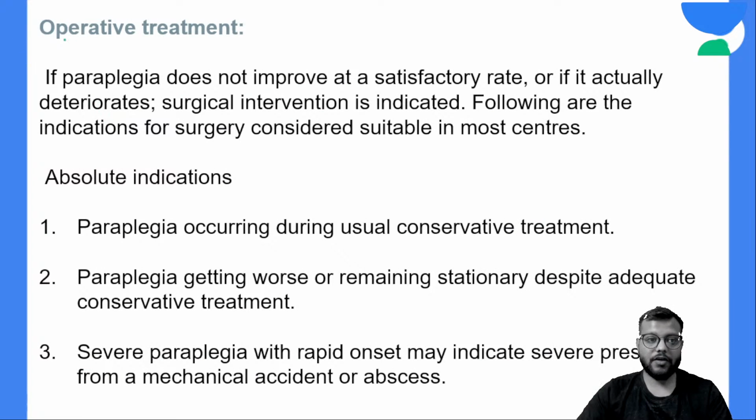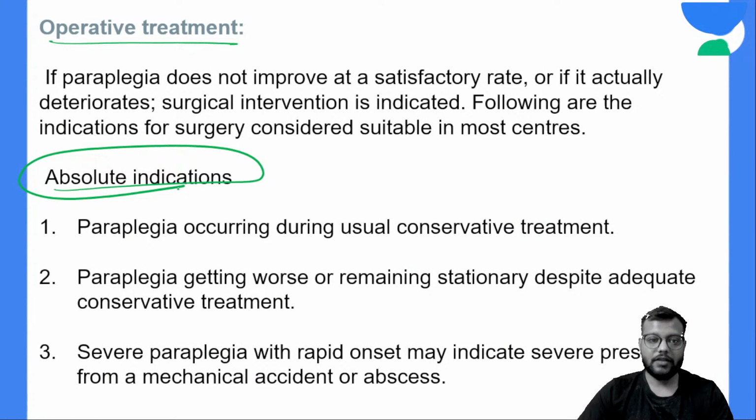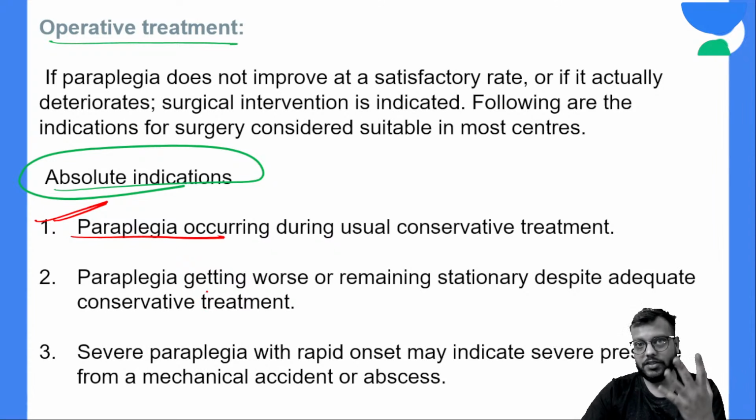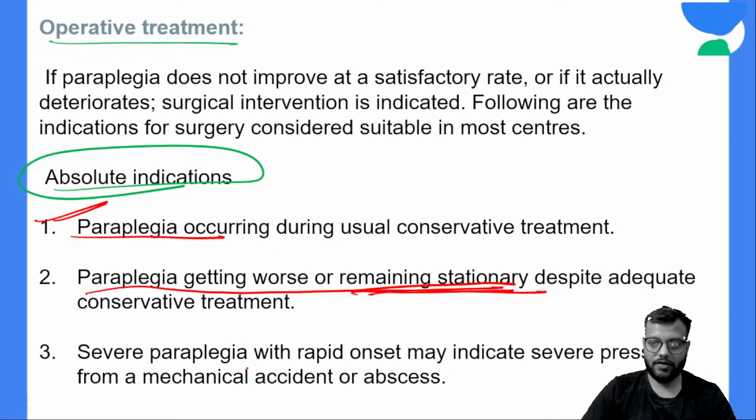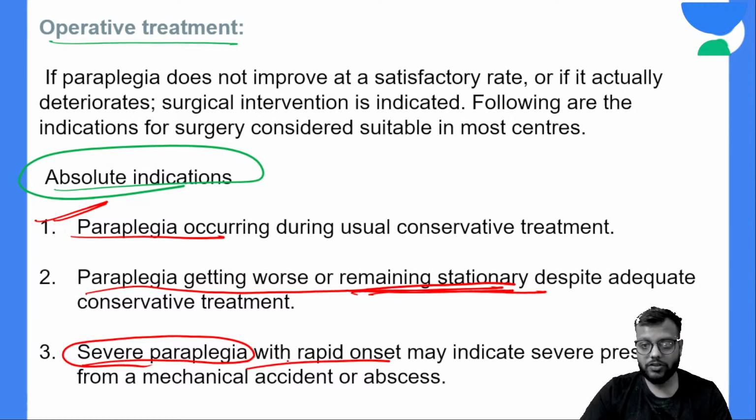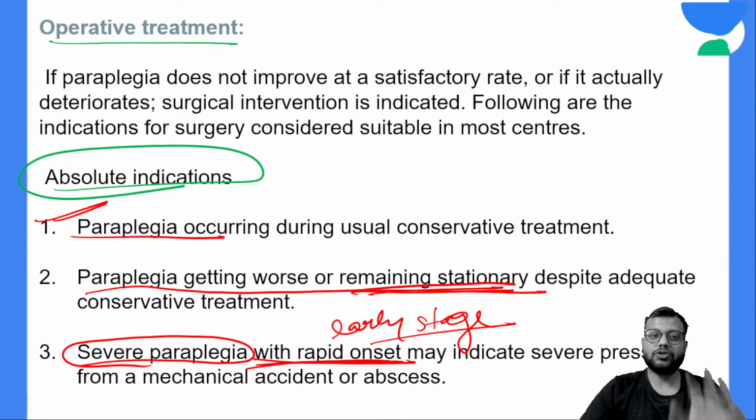Okay, so operative treatment के indications जो होते हैं, they are first of all if there is paraplegia even after the कंजर्वेटिव ट्रीटमेंट और ड्यूरिंग द कंजर्वेटिव ट्रीटमेंट, पहले नहीं था लेकिन कंजर्वेटिव ट्रीटमेंट स्टार्ट करने के बाद देयर इज पैराप्लेजिया, और इफ इट इज गेटिंग वर्स or not improving in case of conservative treatment, or if there is severe paraplegia with rapid onset, because generally it is not with rapid onset in tuberculosis. So rapid onset severe paraplegia, or you can call it in early stage only, if there is paraplegia, then you should go for the operative treatment.